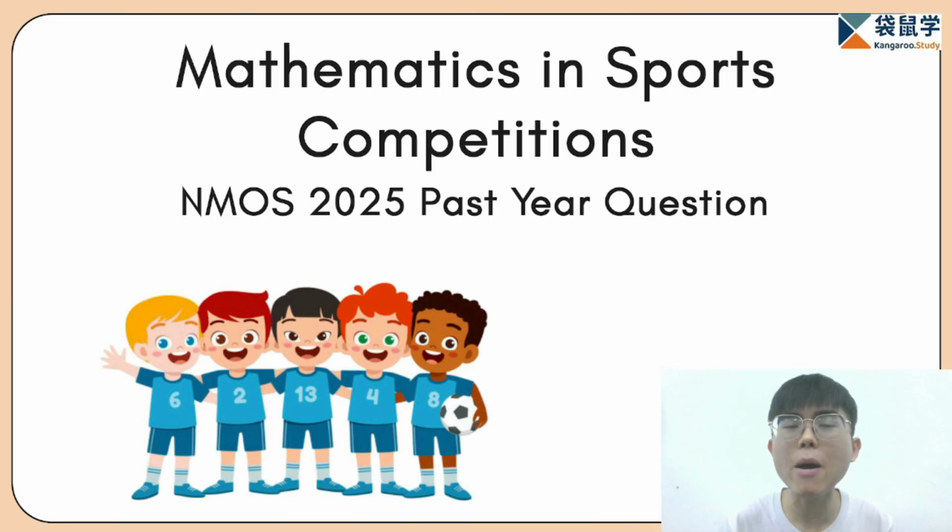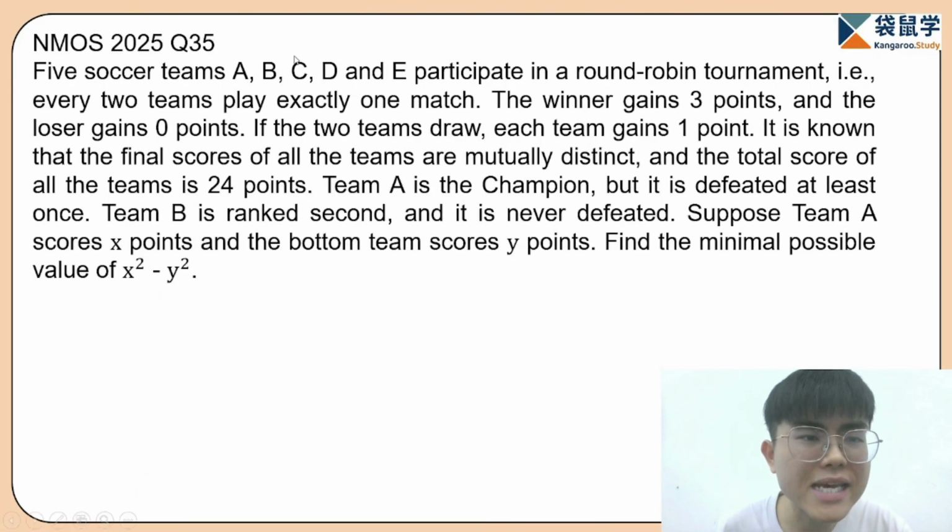Today I'm going to talk about the last question from NMOS 2025, which is about the mathematics in sport competition. It is one of the questions from the comprehensive module. Let's have a look. Now, 5 soccer teams A, B, C, D, and E participate in a round-robin tournament.